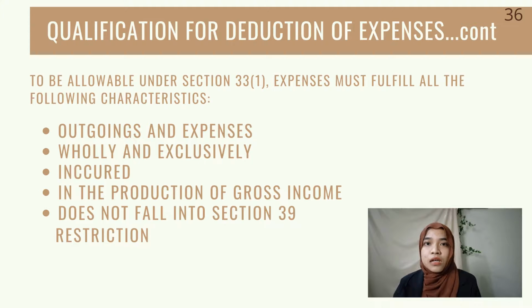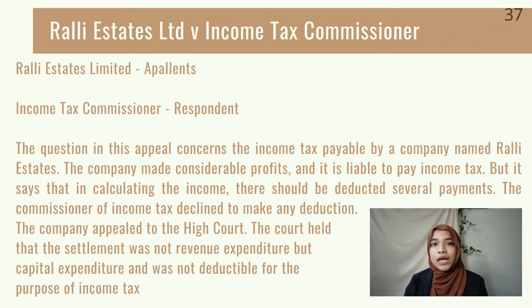I will only discuss a case that relates to one of the characteristics mentioned, which is outgoings and expenses. The case is Raleigh Estates Limited versus Income Tax Commissioner. In this case, the appellant is Raleigh Estates and the respondent is the Income Tax Commissioner. Raleigh Estates made considerable profits and they are liable to pay income tax. However, it says there should be deducted several payments when calculating the income of Raleigh Estates. The Commissioner of Income Tax declined to make any deduction. Raleigh Estates appealed to the High Court.